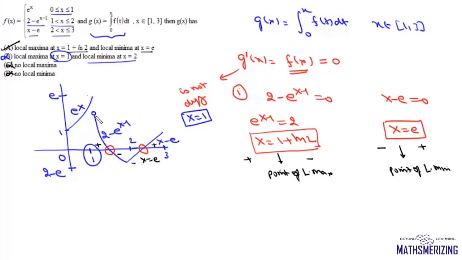Now what about x equals 1? Now if we look at x equals 1, then g dash just before 1 is greater than 0, and g dash just after 1 again is greater than 0. That means there is no sign change at x equal to 1. So therefore x equal to 1 is not a point of local maxima. So this option B is also incorrect. So the only correct option in this case is option A, that is local maxima at x equals 1 plus log 2 and local minima at x equals e.